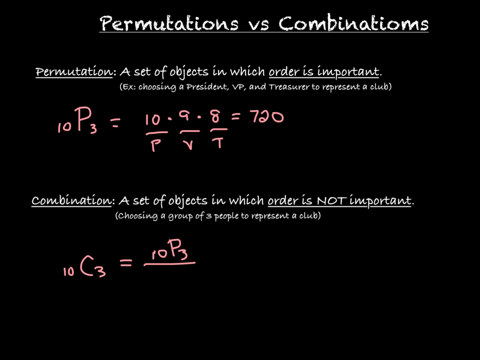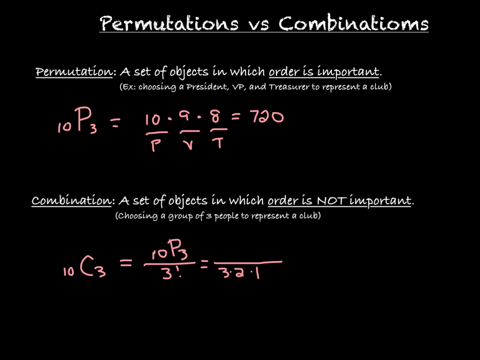So what we're going to divide by is the number of people we're choosing, factorial. Now, what a factorial means is you want to take that number and you want to multiply down by 1 less each time until you reach the number 1. So it means 3 times 2 times 1. So, for example, 5 factorial would mean 5 times 4 times 3 times 2 times 1.